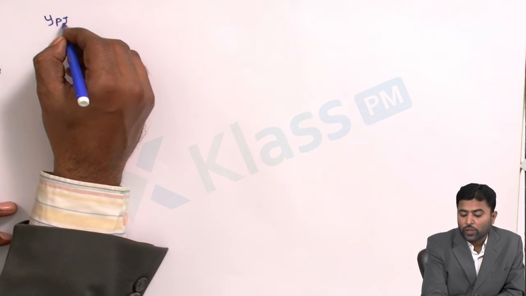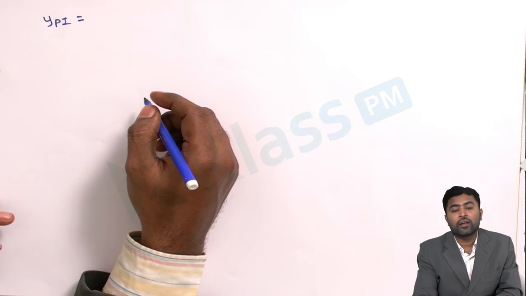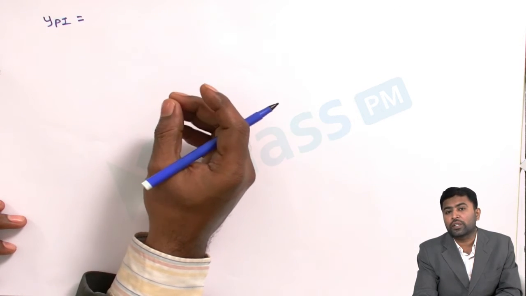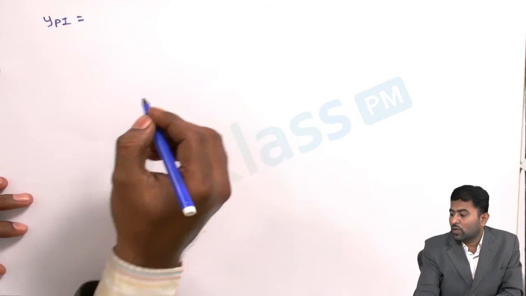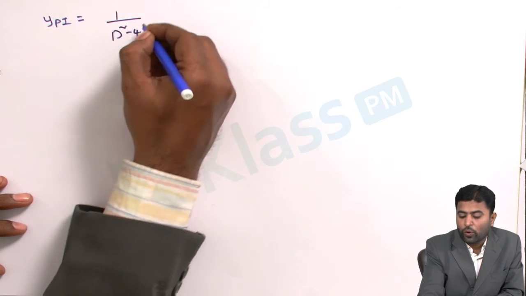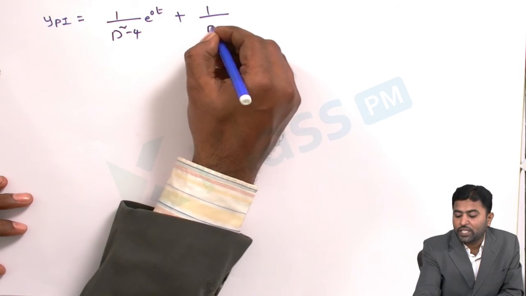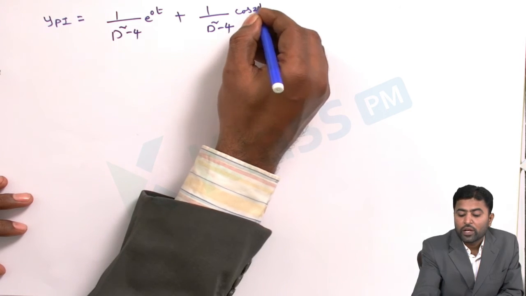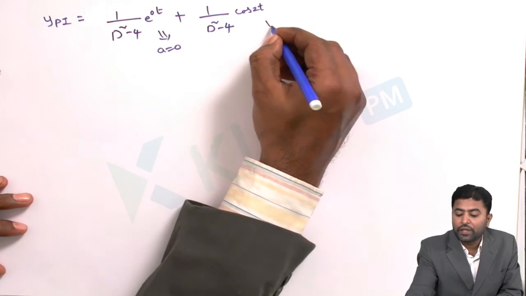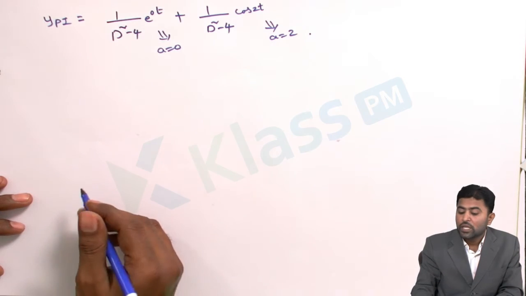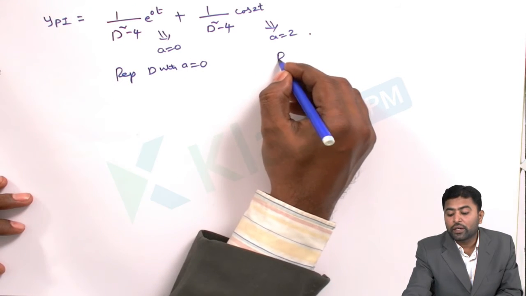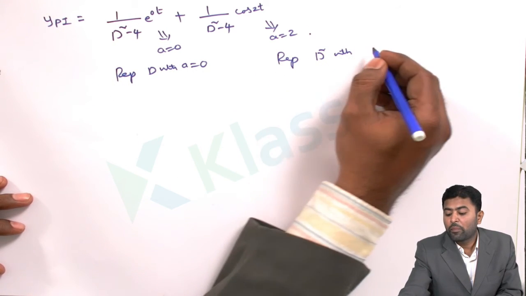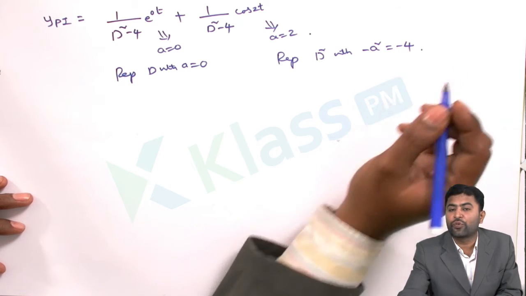Then YPI is equal to, for the exponential, when q of t is an exponential function, we'll replace d with a, and for the trigonometric function, sine or cos, we'll replace d square with minus a square. So I'll write here once again 1 by d square minus 4 e power 0t plus 1 by d square minus 4 cos 2t. Here a is equal to 0 and here a is equal to 2. So in this case I'll replace d with a equal to 0, and here replace d square with minus a square, which is equal to minus 4.